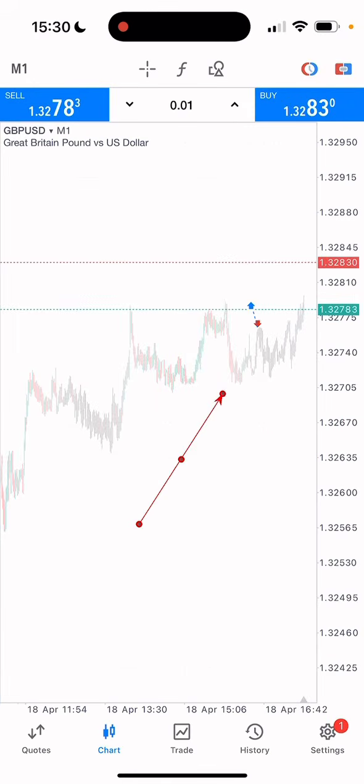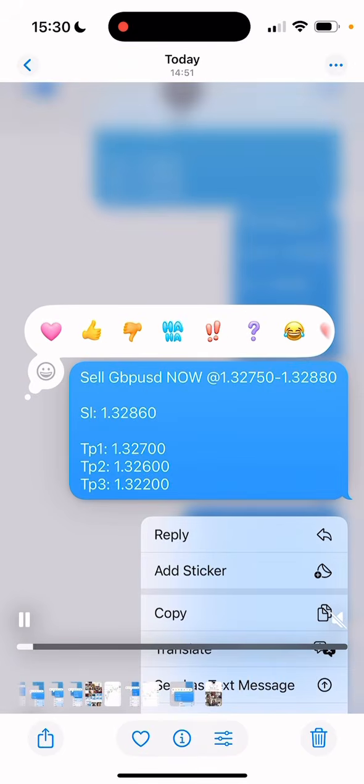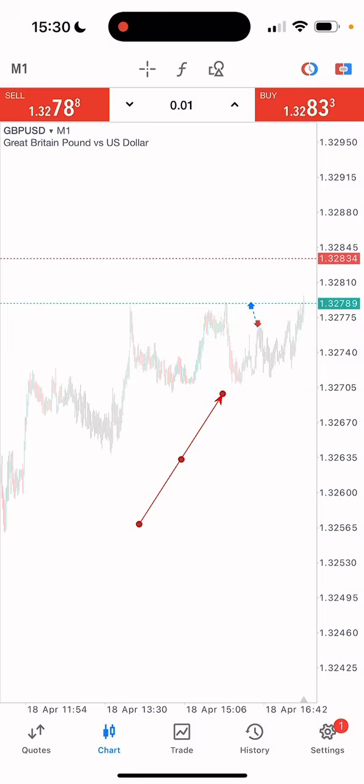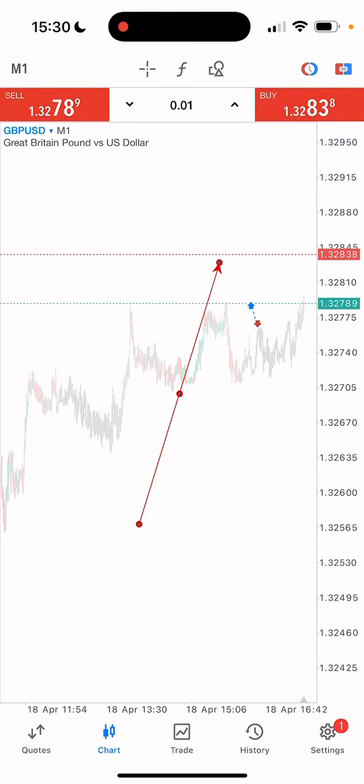There's a third type of way to place a signal that I haven't shown you yet, and I'm going to show you that now. They said buy now, and they gave a range between 1.3275 and 1.32880. And we come here, we see that we have actually skipped, like we've missed the 1.3275. How do we know? You see this red line? That is what indicates the current market price for a buy.